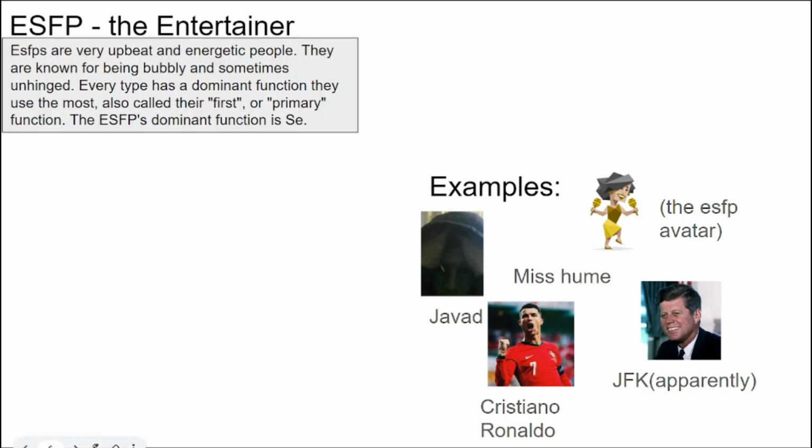ESFPs are very upbeat and energetic people. They're known for being bubbly and sometimes unhinged. Every type has a dominant function they use the most, also called their first or primary function. The ESFP's dominant function is Se, or extroverted sensing. So everyone has one cognitive function that they use the most. Theirs is Se.